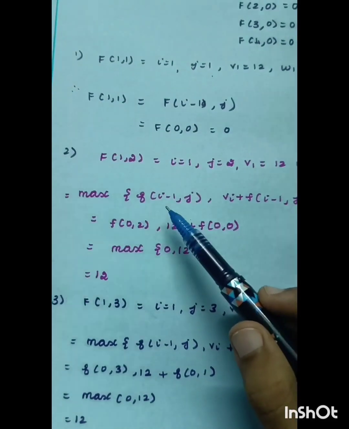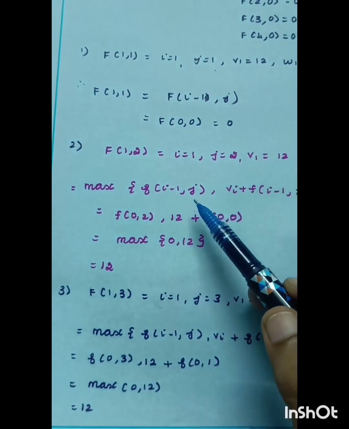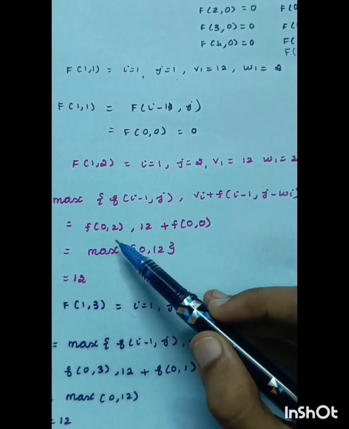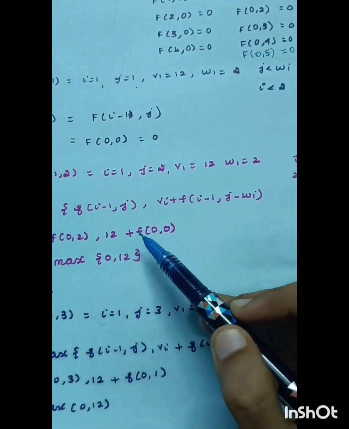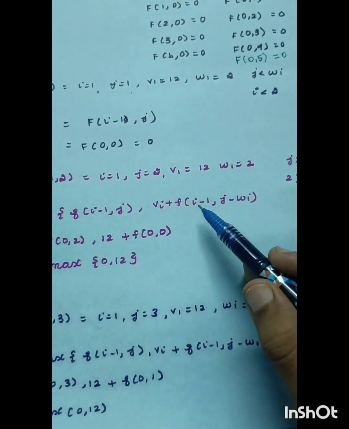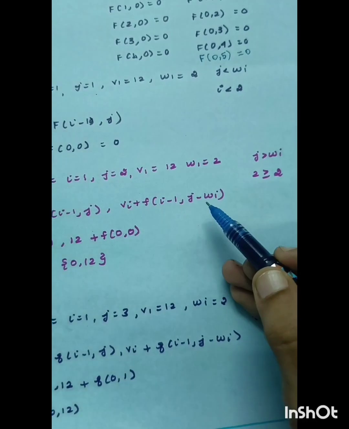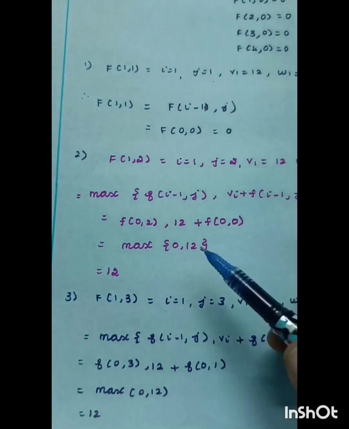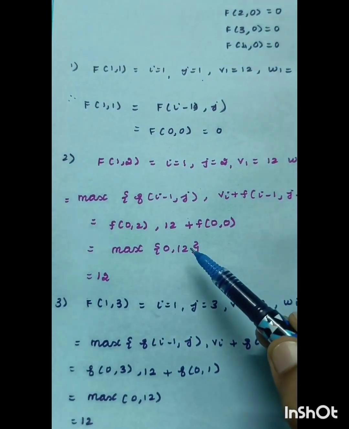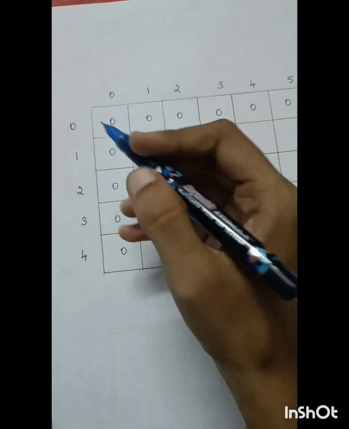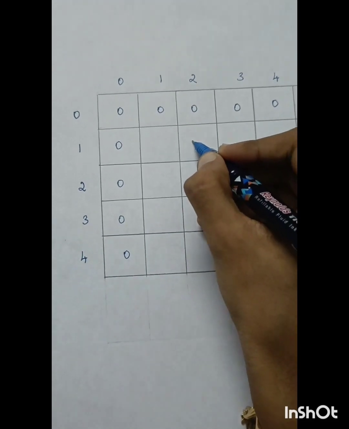So f of i minus 1, j: i value is 1, so 1 minus 1 is 0 and j value is 2. vi is 12 plus f of i minus 1, j minus wi. So i value is 1, 1 minus 1 is 0, j value is 2 and wi value is 2, so 2 minus 2 is 0. So max of 0, 12. So we put the value 12 and we fill the value of 1, 2 as 12 in the matrix box.